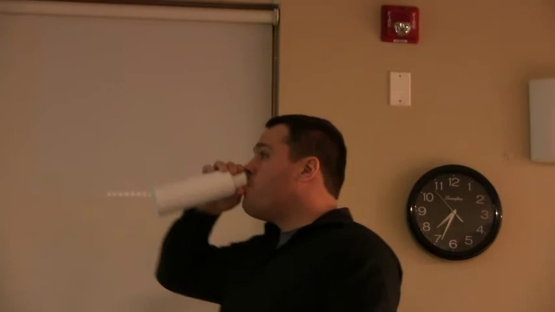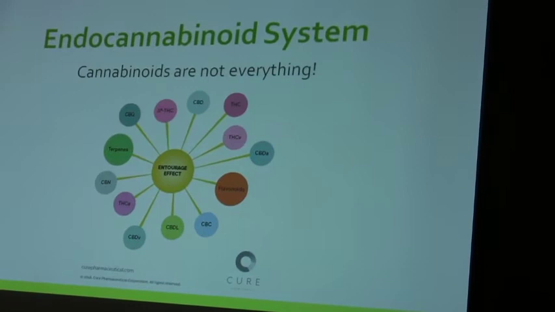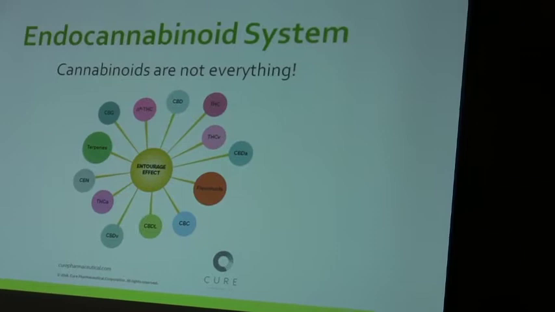With the endocannabinoid system and anything associated with neurobiology, it's very complex. So here, cannabinoids aren't everything. And there's a lot of other active drugs in cannabis that have largely been ignored in the past that we're uncovering a lot of therapeutic beneficial effects.